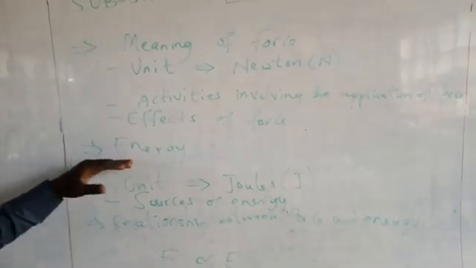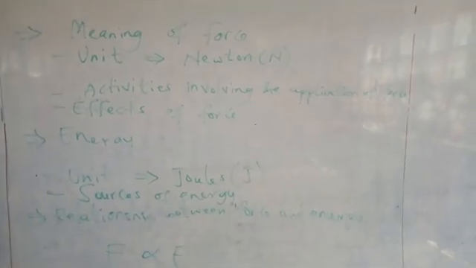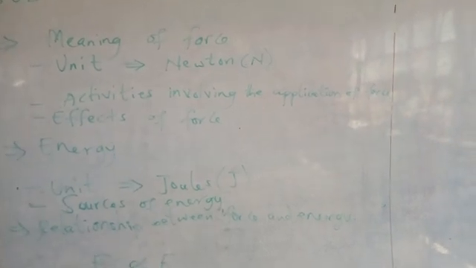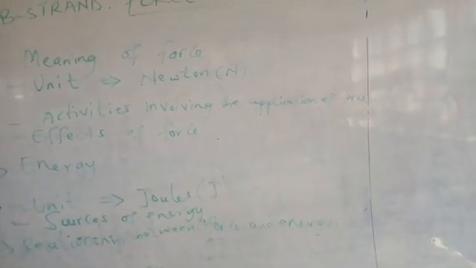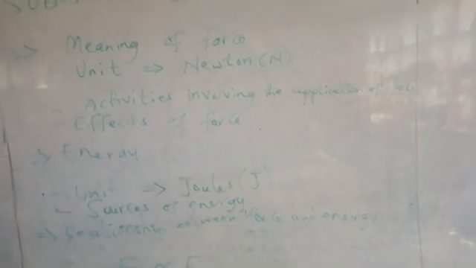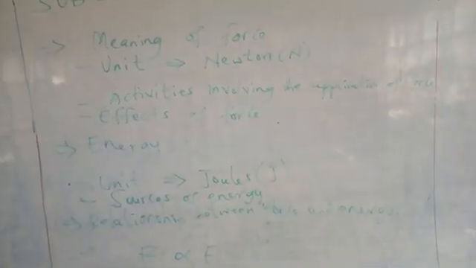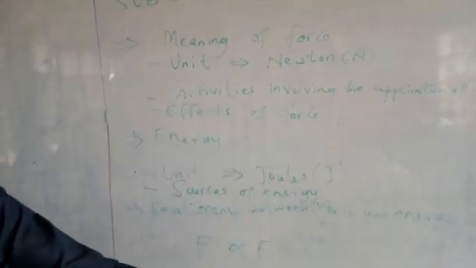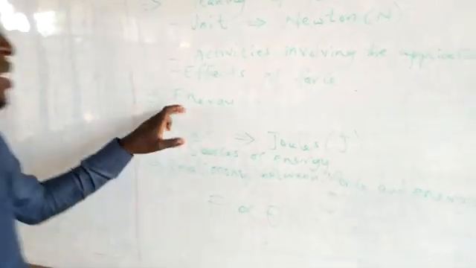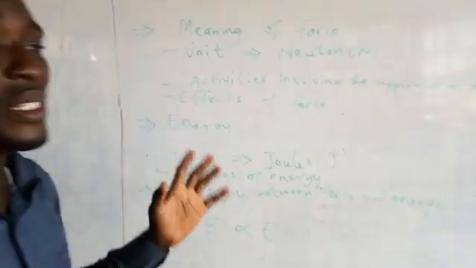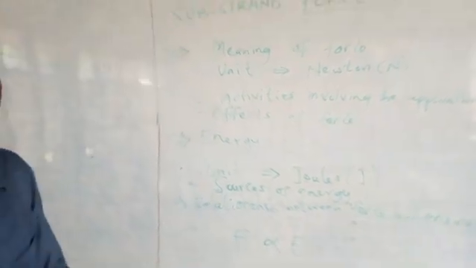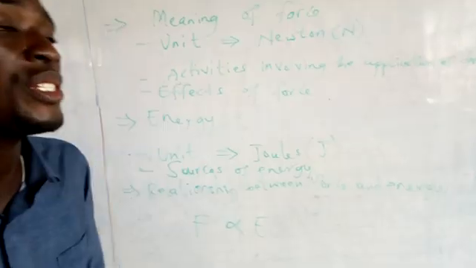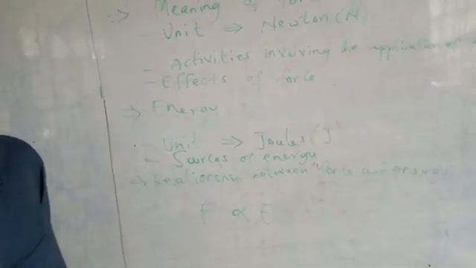Also, we have energy. Energy simply means the ability of a body, of a system, of a machine to do work. Without energy, nothing can work. Nothing can do anything. So any system that is used to do work needs energy. And energy comes in different forms. You have kinetic energy, potential energy, mechanical energy, heat energy, light energy.